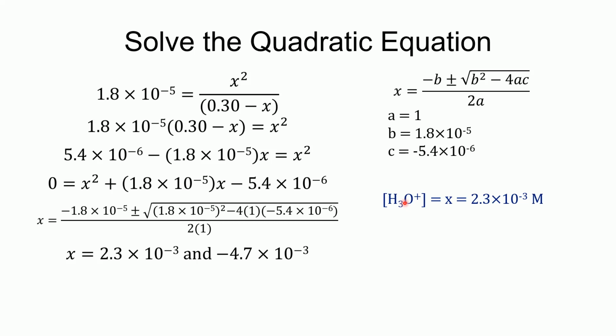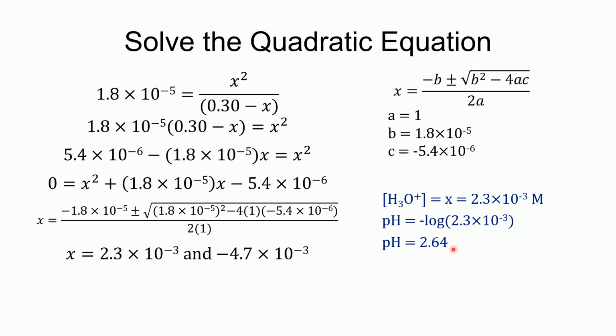If you go back and look at the table, you'll see that hydronium equals x at equilibrium. So that is equal to the hydronium ion concentration. Well, now we're just two quick steps away from getting the pH. So pH is negative log of 2.3 times 10 to the negative 3, and the pH is equal to 2.64.